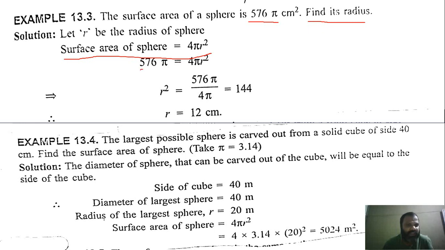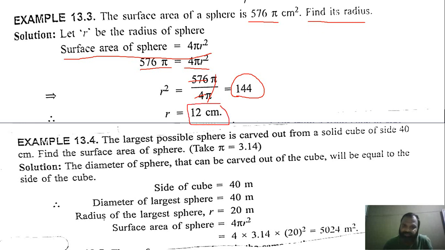So put the value of 576 pi and compare it with the formula 4 pi r square. Now look here, pi cancels with pi, and 576 divided by 4 gives 144. After taking the square root, we get the square root of 144, which is 12 centimeter.